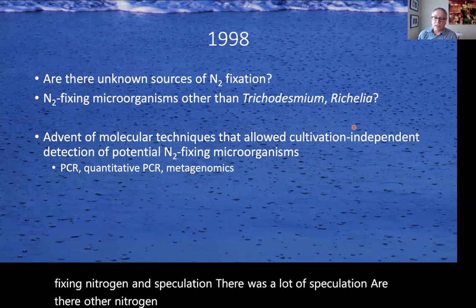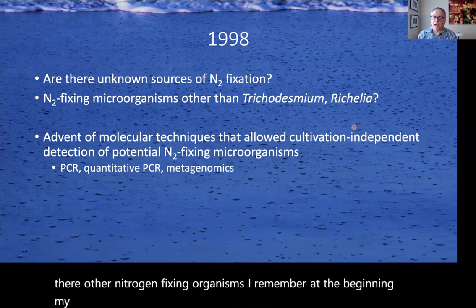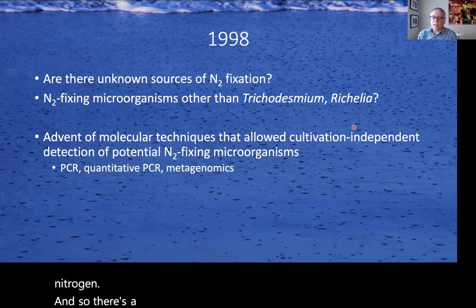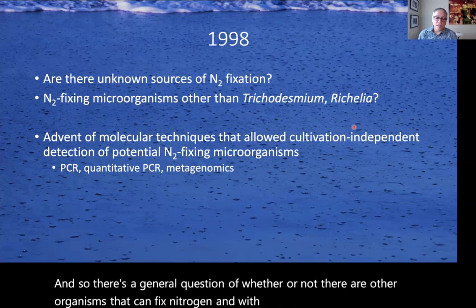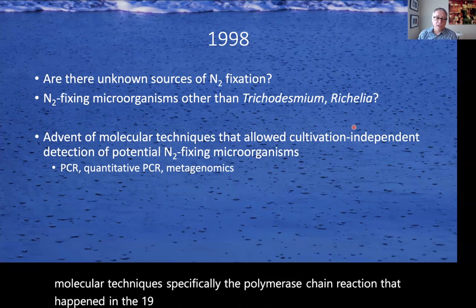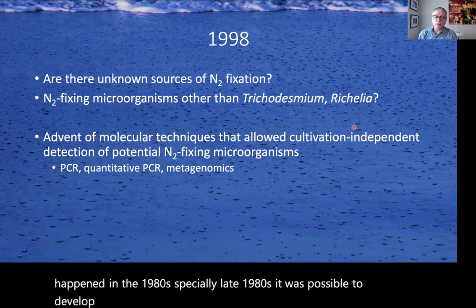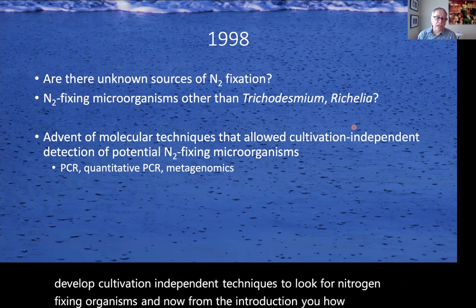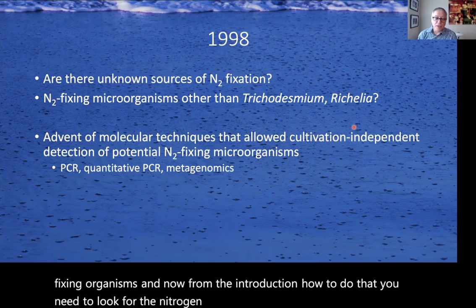I remember at the beginning of my career, people were wondering whether Synechococcus might fix nitrogen. And so there's a general question of whether or not there are other organisms that can fix nitrogen. And with the development of molecular techniques, specifically the polymerase chain reaction that happened in the 1980s, especially late 1980s, it was possible to develop cultivation independent techniques to look for nitrogen fixing organisms. And now from the introduction, you know how to do that. You need to look for the nitrogen fixing genes, and the polymerase chain reaction provided a way to do that.